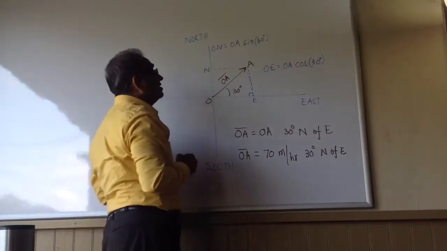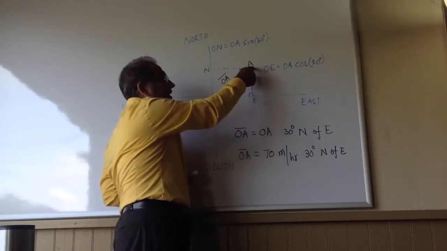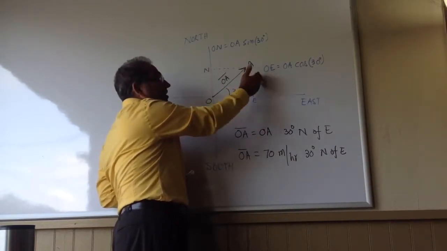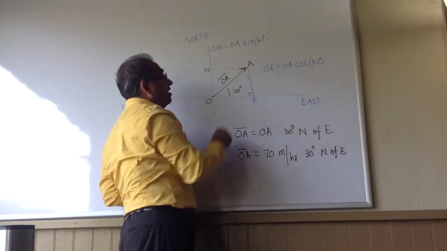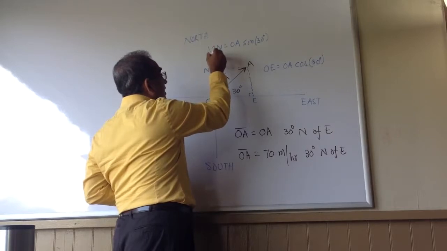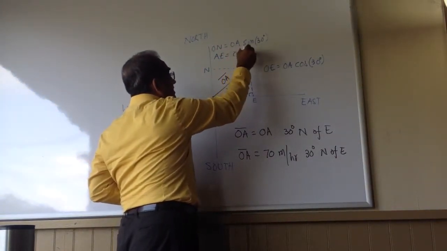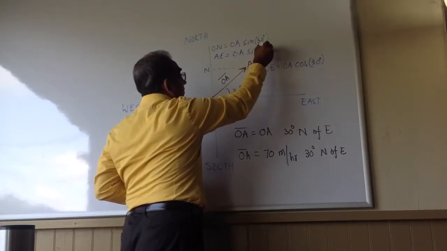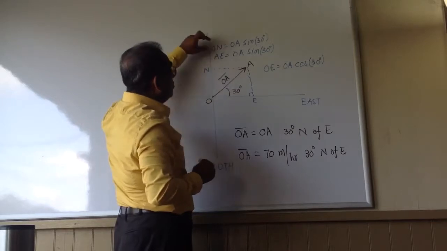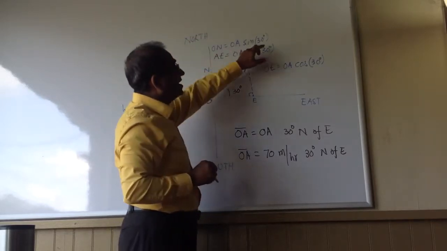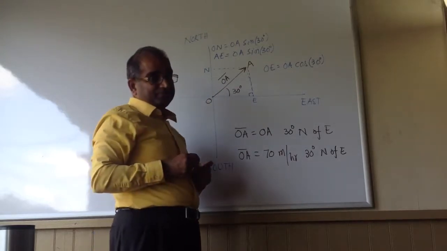How do I know that? Because ON is parallel to EA and also equal in length. Therefore, if I measure AE, AE equals OA sine 30. So this length is exactly equal to ON. So ON can be represented as OA sine 30. So this angle is important to us.